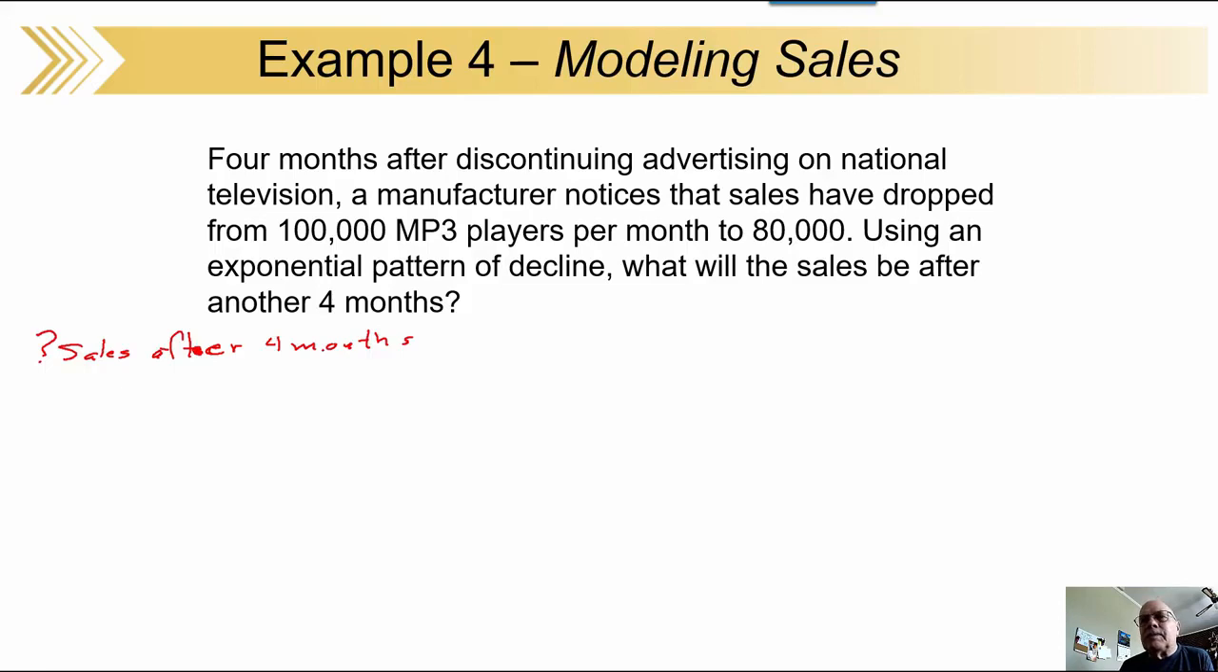That's our goal. We need conditions. Now if you read this carefully, it says sales have dropped from 100,000 to 80,000. If you read this carefully, then at time equals 0, you had sales of 100,000 MP3 players.